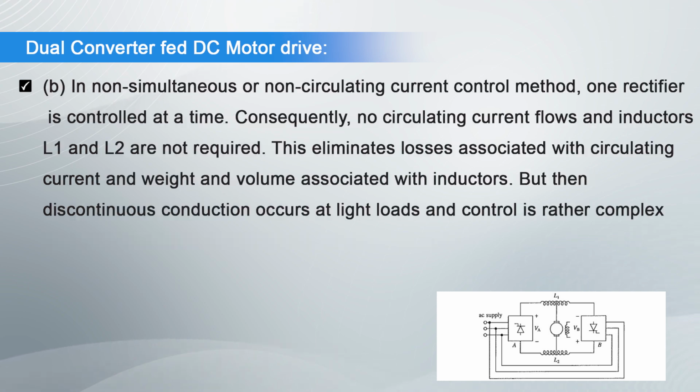The second method is the non-simultaneous or non-circulating current control method. In this method, one rectifier is controlled at a time. So, as a result, no circulating current flows and inductors L1 and L2 are not required in this case. This eliminates losses associated with circulating current and the weight and volume associated with inductors. But then discontinuous conduction occurs at light loads and control is rather complex.